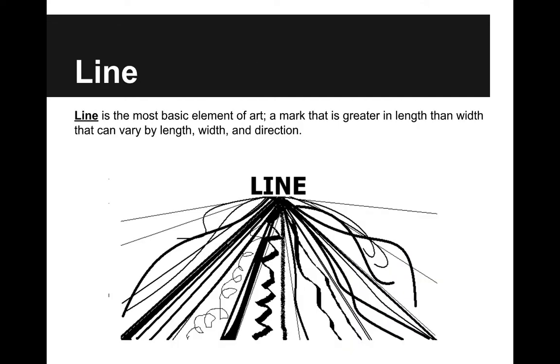Okay, line. Line is the most basic element of art. It is simply a mark that is greater in length than width. Okay, so it has to be longer than it is wide. And line can vary in how long it is, how wide it is, and what direction it's going in. So you have 3 blanks. Lines can vary in length, width, and direction. Now we have a second slide here to fill in the rest of the information on this page. So I'm going to go on to that. Feel free to hit pause here if you need to fill in your information.